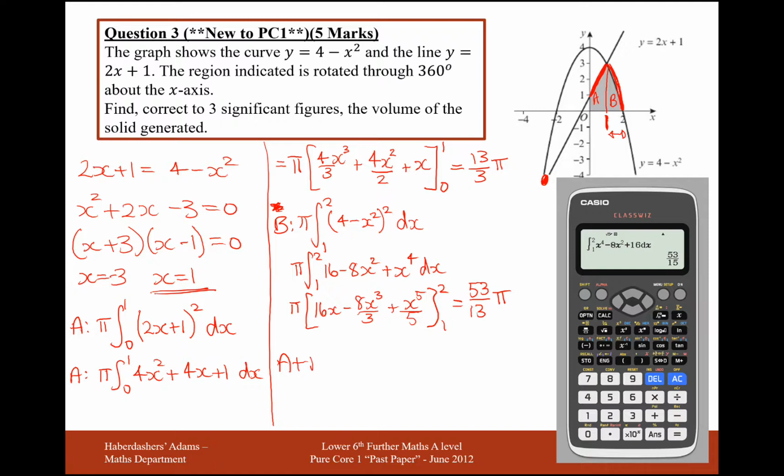All that's left for us to do is add together these two volumes, volume A plus volume B. Get your calculator out: 13 over 3 pi, add 53 over 15 pi, and you get 24.7 to 3 significant figures. And that's the answer to the question, 5 marks.